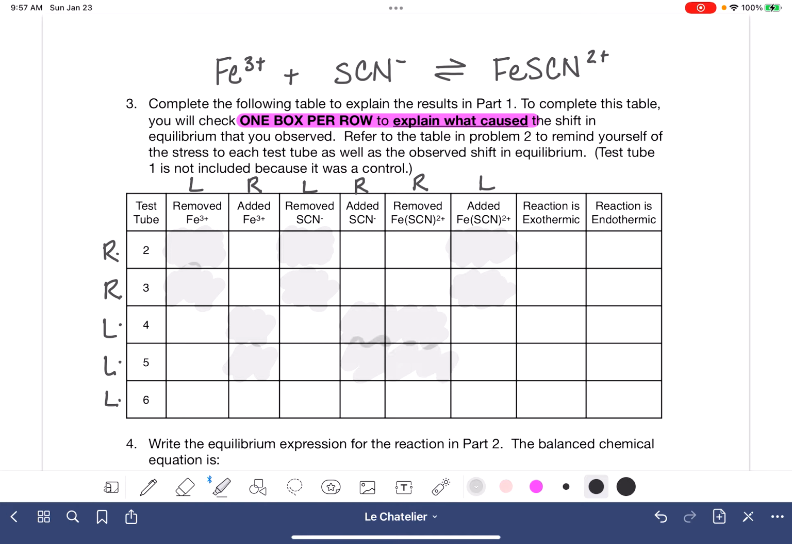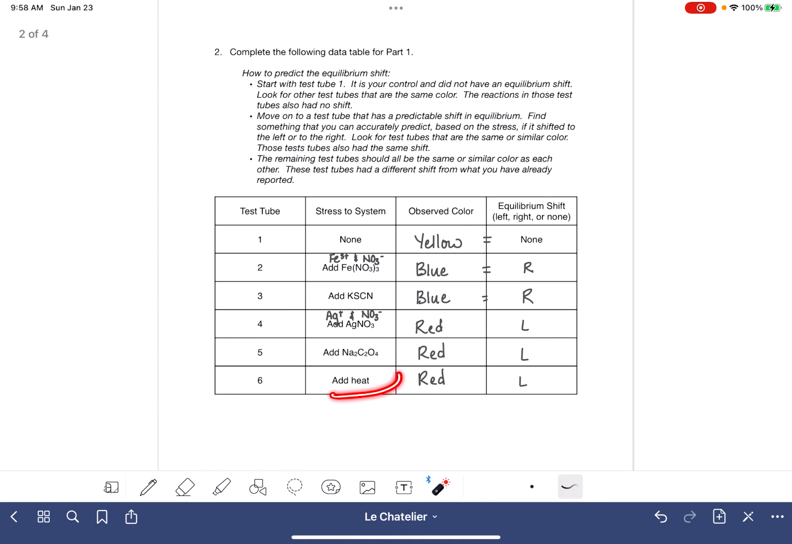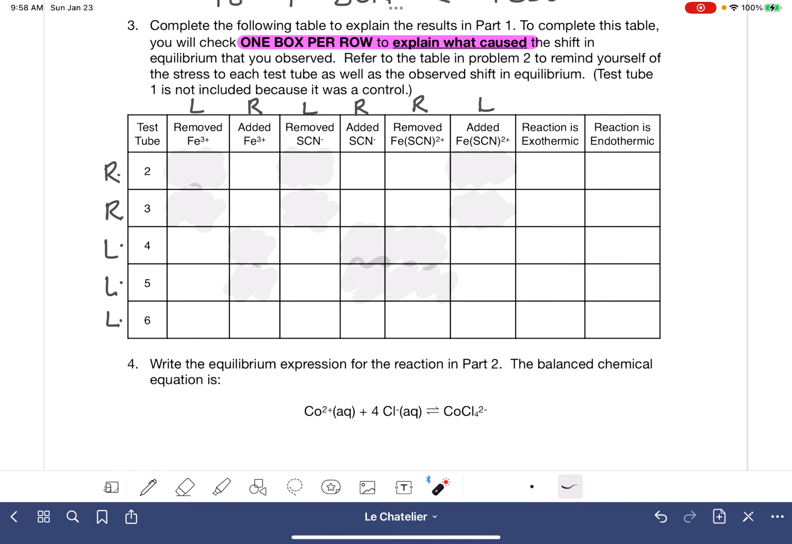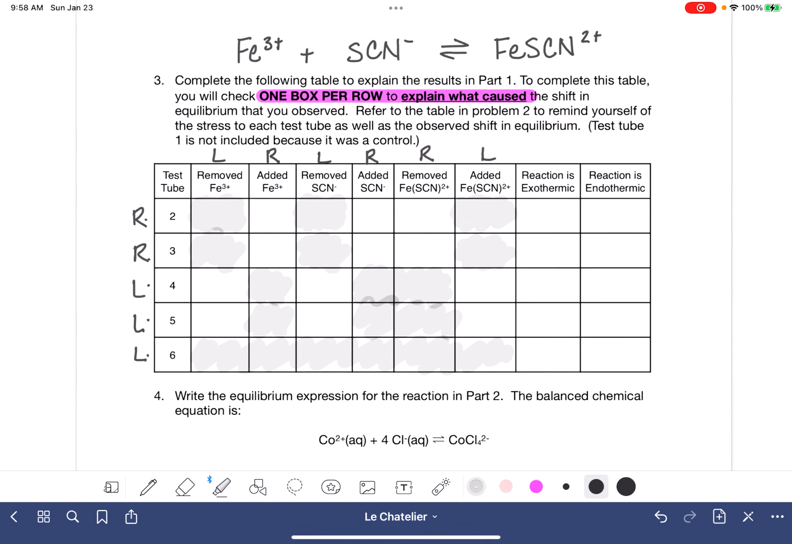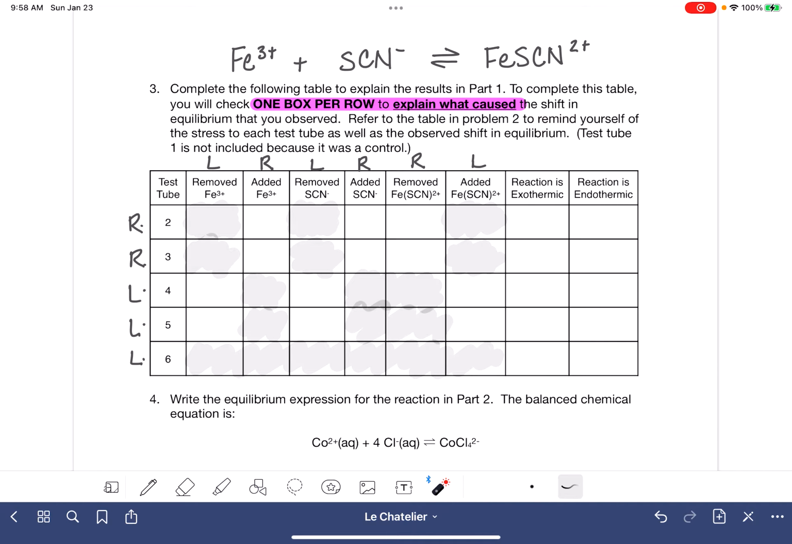And test tube number 6, this is the one where we heated up the test tube. That's the one where heat was our stressor. And since that one has to do with heat, we know that we're going to be selecting either exothermic or endothermic. So we've got this data table a little bit narrowed down.